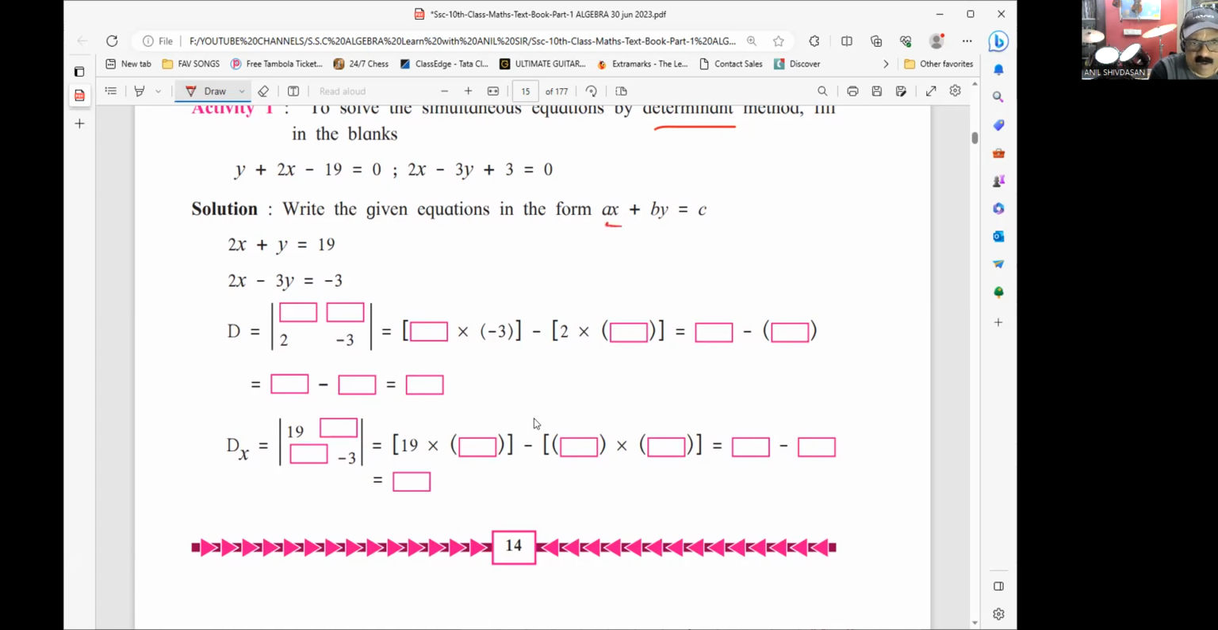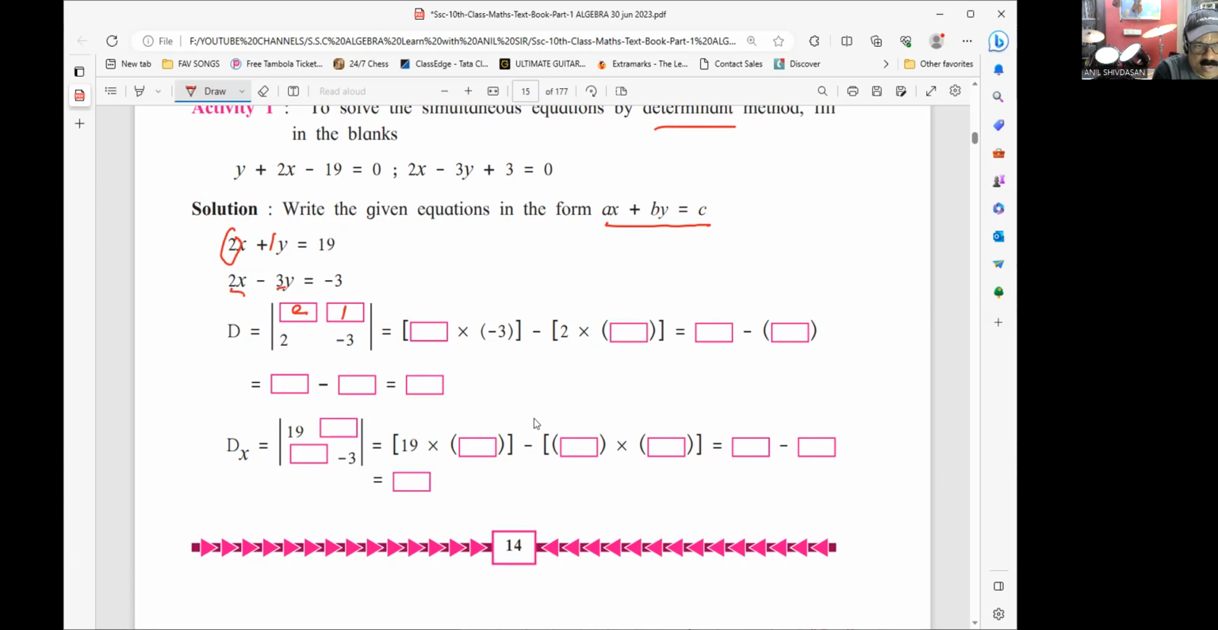This is the ax plus by equal to c format. You have to write the equation in this format. So 2x plus y equal to 19, and 2x minus 3y equal to minus 3 goes on that side. So what is D? D will be the coefficients of x and y. So here it will be 2, 1, and 2, minus 3, which is already given to you.